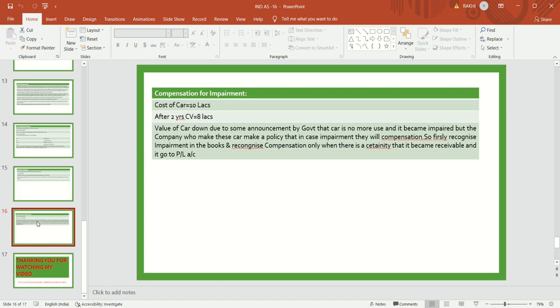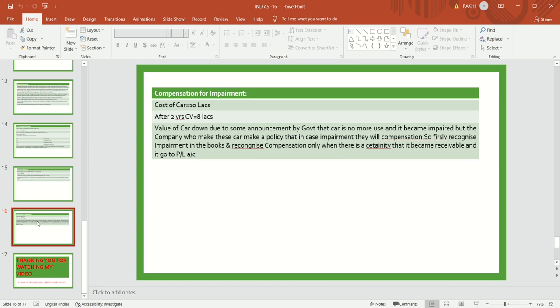Compensation for impairment. What is the meaning of compensation? Suppose the government has banned a car. The company has purchased a car of 10 lakhs, and after 2 years the government banned that car, so nobody can use that car. The carrying value after 2 years is 8 lakhs. Because the carrying value is 8 lakhs and it is not utilized, the asset does not have any future economic benefit. The company is not able to utilize that asset. So, what will the company do?